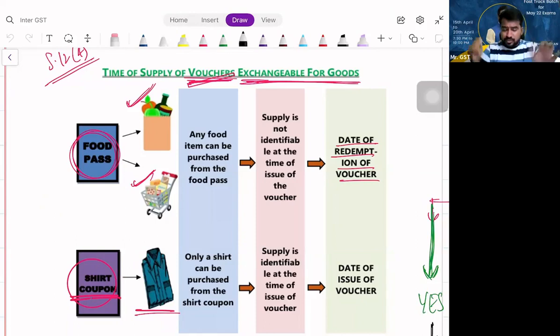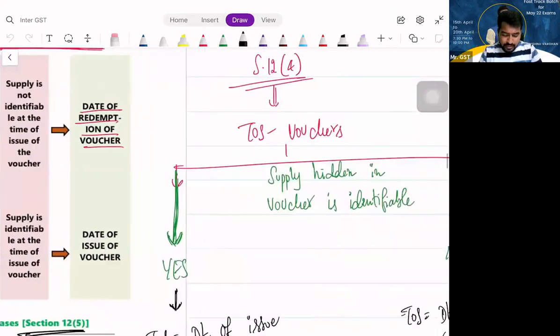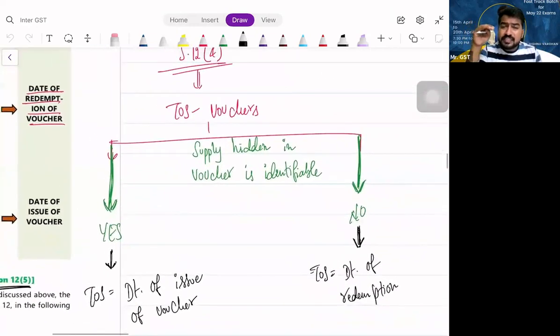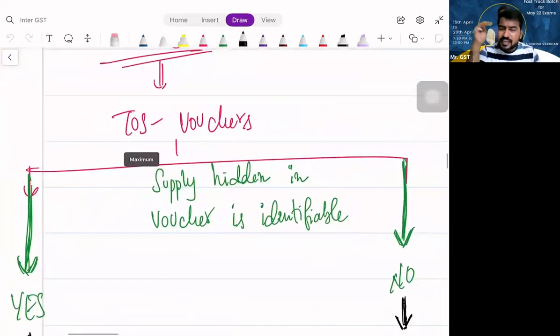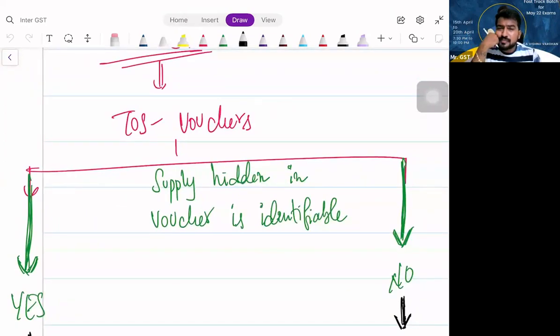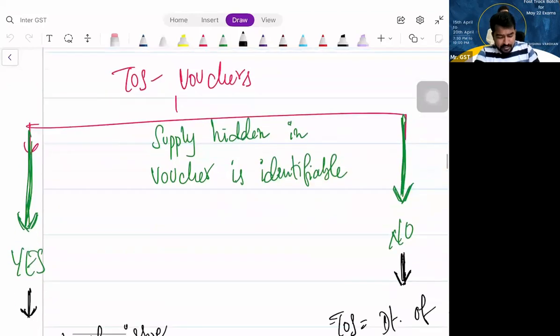So now there are two possibilities, my dear friend. Sir, what is the supply hidden in that voucher? Is it identifiable? If I have a Reliance Trends voucher with me, can I go to Pizza Hut and have pizza? What is the supply hidden in that? The supply hidden in that is nothing but supply of ready-made garments. Is it identifiable? Yes. So what is the time of supply? Time of supply is date of issue of voucher.